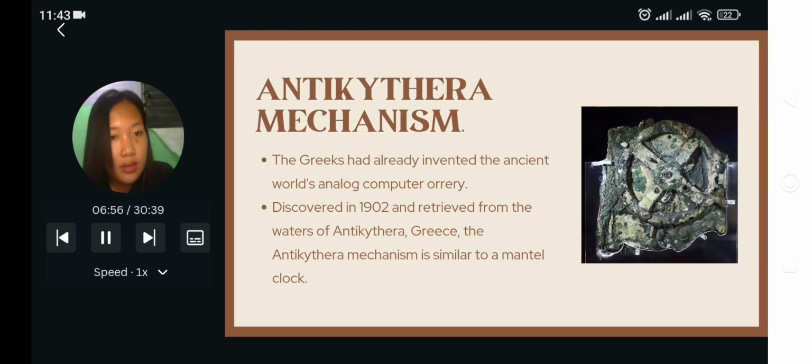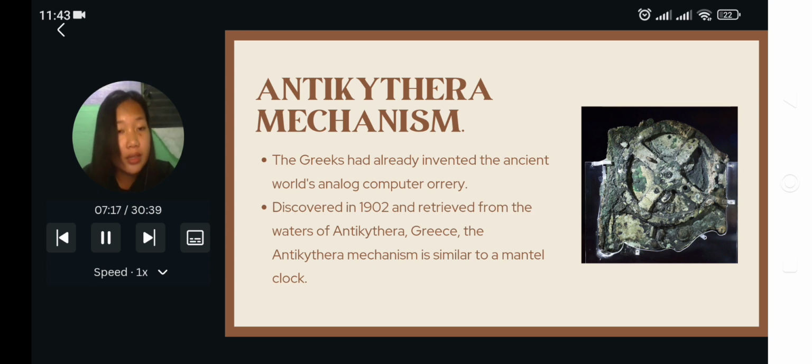So, the next invention is the Antikythera mechanism. The Greeks had already invented the ancient world's analog computer, the orrery. So, when we say orrery, ano nga ba yung orrery? It is the mechanical model of the solar system at that time.